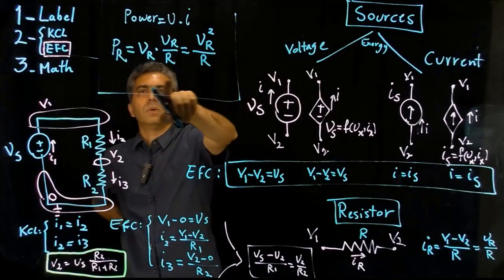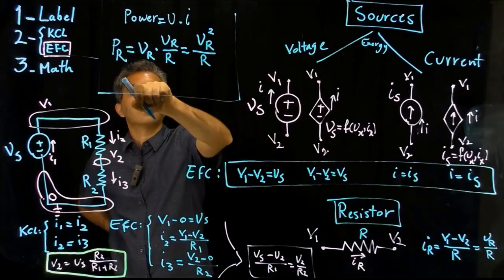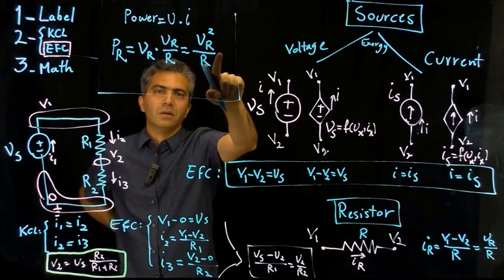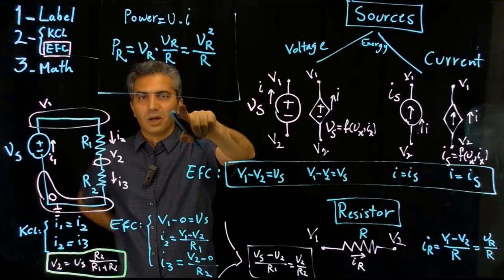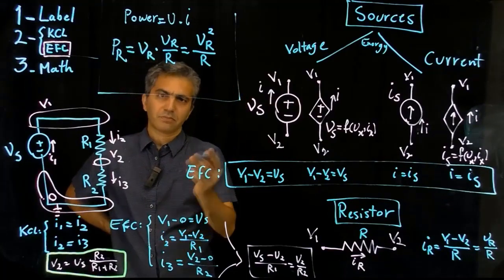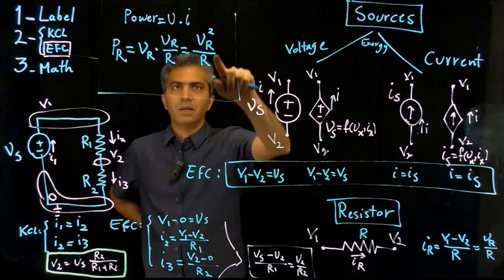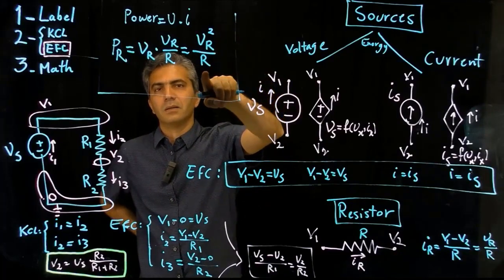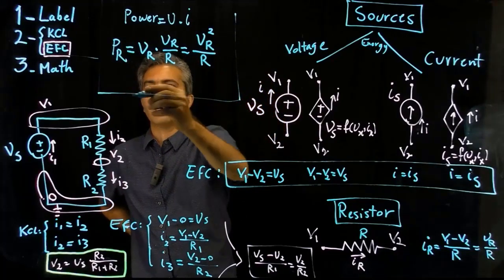So what this equation does for us is that if I have the voltage across a resistor, I don't have to calculate the current in order to calculate the power. So I just skip a step. Take the voltage, square of that divided by the resistor is the power.